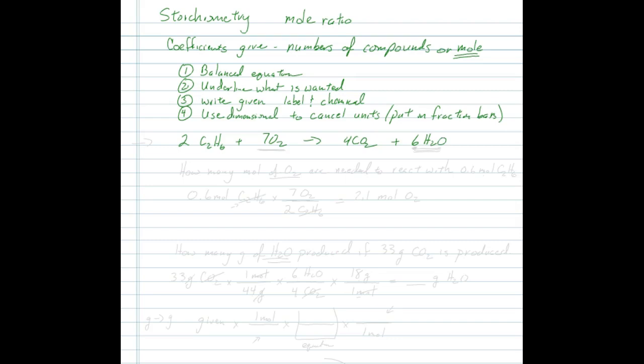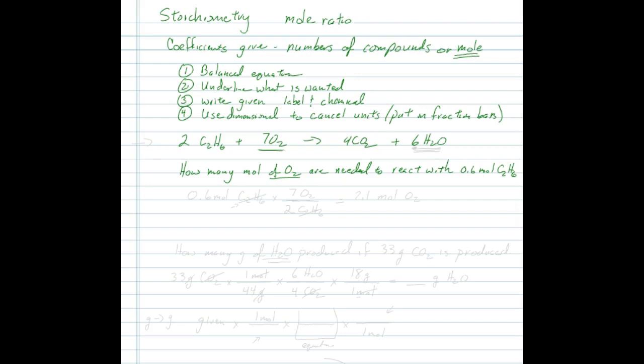On quizzes and tests, I'll give you the balanced equation. The question is, for the first example, how many moles of O2 are needed to react with 0.6 moles of C2H6? Okay, we're looking for how many moles of O2, so that's underlined in single line since we're going to be using this equation more than once.